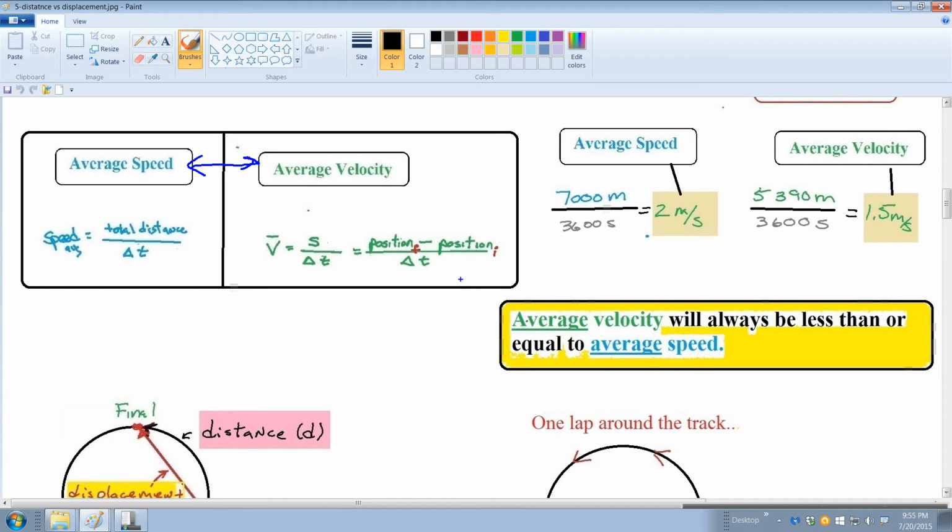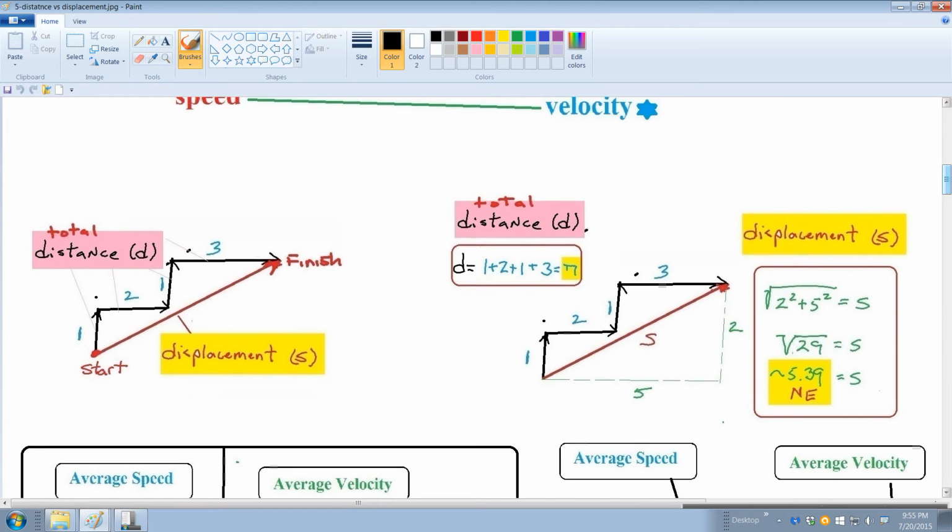Okay, when would it be the same? Well, let's just say that instead of taking that circuitous path in this problem here, we went straight across, so that the actual path and the displacement are the same. That would be a situation where the calculation for average velocity and average speed would be the same.